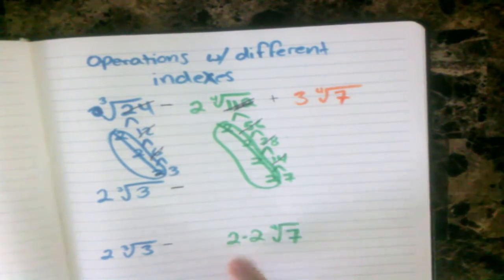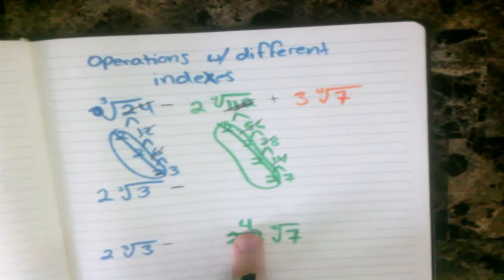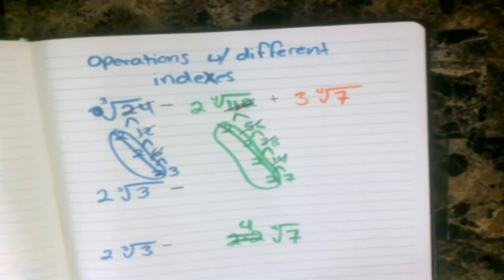Let's go ahead and simplify. Hopefully you'll remember, 2 times 2 is 4. So this is really 4 times the 4th root of 7. Okay, let's go one more.